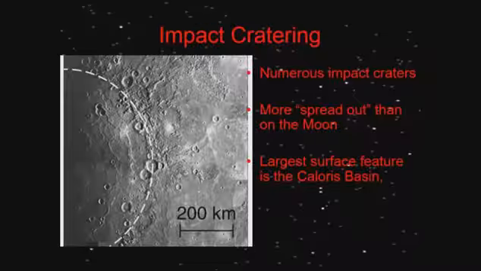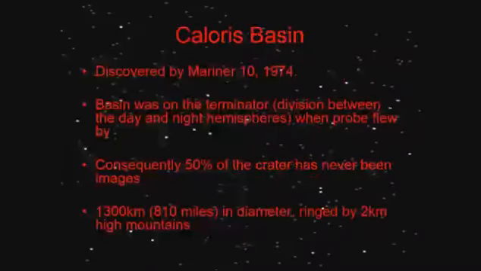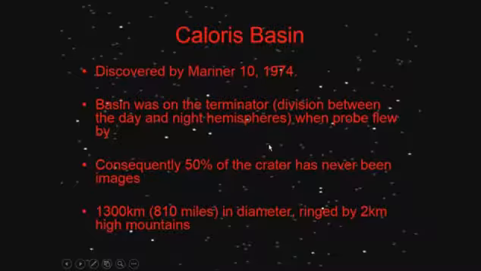The largest surface feature starts here, and this is referred to as Caloris Basin, as I said before. And this was discovered by Mariner 10 in 1974. And the basin was basically on the terminator. Remember the terminator being the division between the day and the night. And the probe flew by and imaged it. I say here that only 50% of the crater has been seen. That's not true anymore, because basically Messenger has gone by and imaged this since. But at the time when Mariner 10 saw it, only 50% had been imaged.